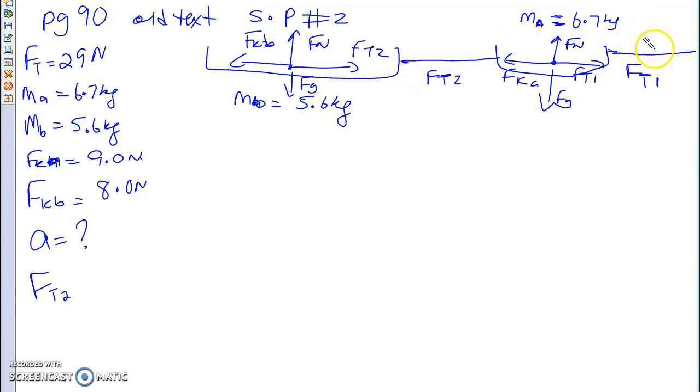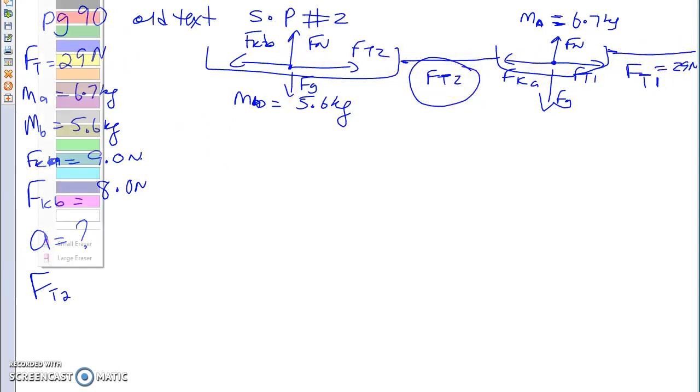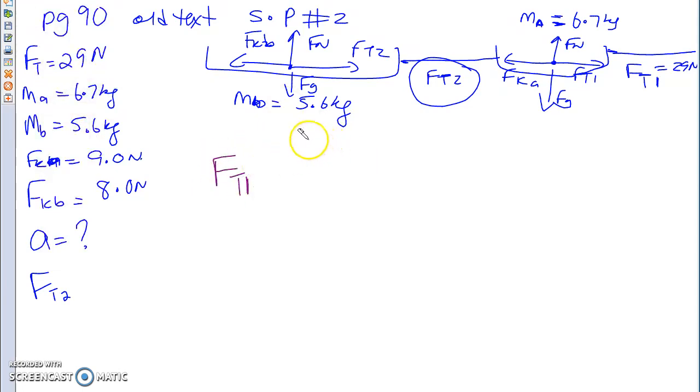Yes? Well, it tells you Ft1 right here. This is given to us, 29 newtons. So that's how we're going to solve for it. Let's start with it. We're going to say Ft1, since this is pulling my whole object together. My whole object forward is being moved by Ft1, minus Fka minus Fkb, which equals mass A plus mass B times acceleration.